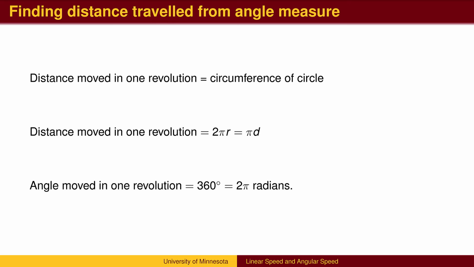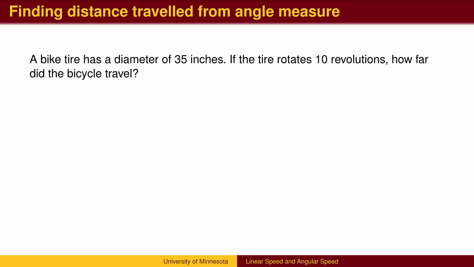The same will be true of a rolling tire. The distance the vehicle will move when the tire goes through one revolution is the circumference of the tire, which is 2 pi times the radius, or pi times the diameter. If the rotation is given as an angle, compare the rotation to the full circle of 360 degrees, or 2 pi radians. Here's an example.